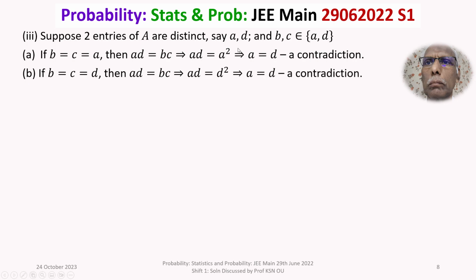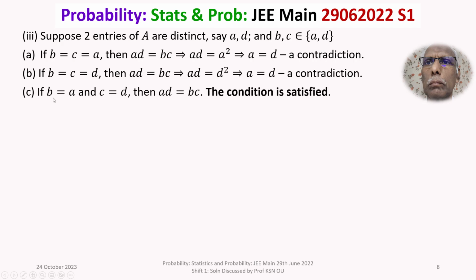Subcase B: if B is equal to C is equal to D, then AD is equal to BC will give you AD is equal to D square, cancelling D you will get A is equal to D, a contradiction again. And subcase C: if B is equal to A, C is equal to D, then AD is equal to BC. The condition is satisfied. So let us collect all the matrices with this condition.